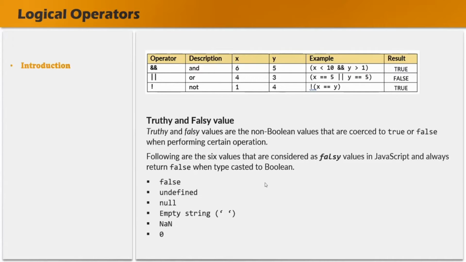Now, in most programming languages, the logical operators are used to manipulate only Boolean values. But with JavaScript, the logical operator is a little bit tricky and it is more powerful. We can use logical operators like the OR operator, AND operator, and NOT operator on non-Boolean values also. So what will happen when we use an OR operator on non-Boolean values?